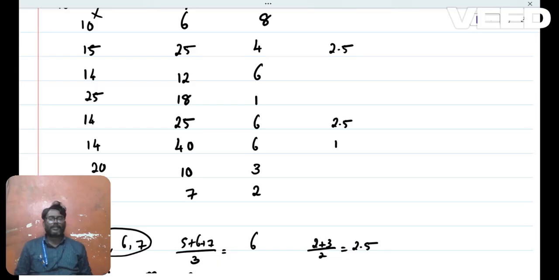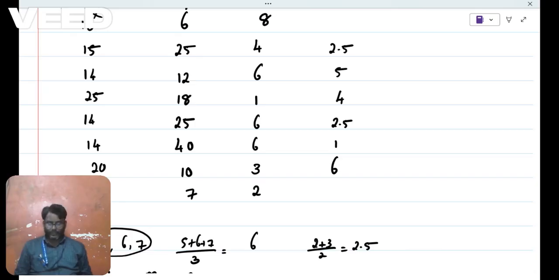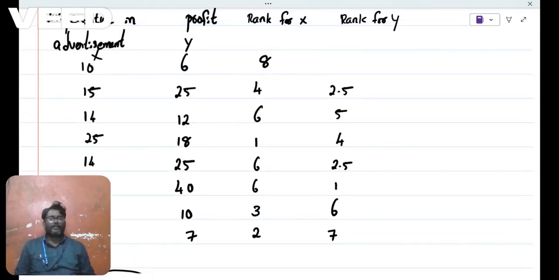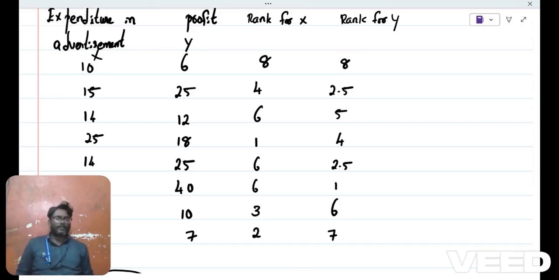Next, the fourth rank. After 25, the largest value will be 18. So 4, and next the largest value will be 12, which is 5. Next the largest value will be 10, which is 6. Next the largest value will be 7. We can assign the rank as 7. And the next value will be 6. We can assign the rank as 8. The ranks will be given in descending order of values.